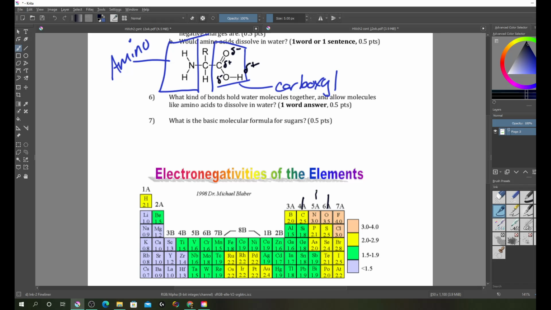Okay, nitrogen. And compare that to hydrogen. Which one's stronger? Nitrogen has the higher electronegativity, so that one's the electron hog. That's partially negative. These are going to be partially positive.